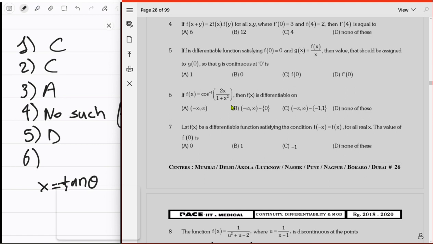Wait, what about the negative ones? We should also have the negative ones though. Yeah, that won't do it. No, it won't.